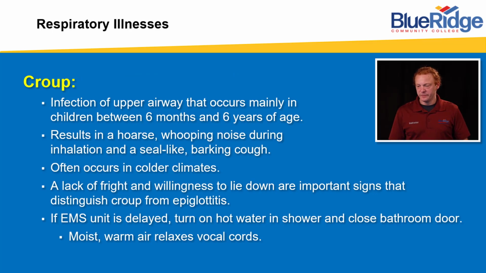Croup is an infection of the upper airway that occurs mainly in children between 6 months and 6 years of age. It results in a hoarse whooping noise during inhalation and a seal-like bark or barking cough. It often occurs in cooler climates. A lack of fright and a willingness to lie down are important signs that distinguish croup from epiglottitis. If the EMS unit is delayed, turn on hot water in the shower and close the bathroom door. That moist air will help relax the vocal cords.